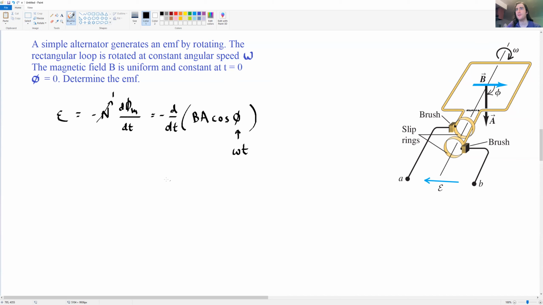When we take the derivative of this expression here, the magnetic field is constant. The area is not changing unless the angle changes, right? When the angle changes, you could think of that as being like a change in the area, but it's really just the angle here that's changing. And so what we end up with is simply B, A, derivative of cosine omega t.